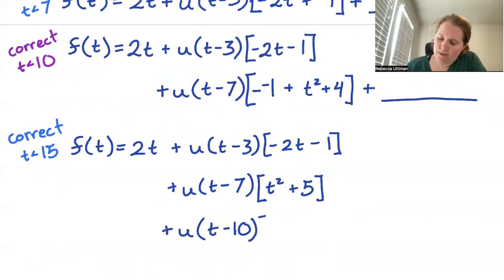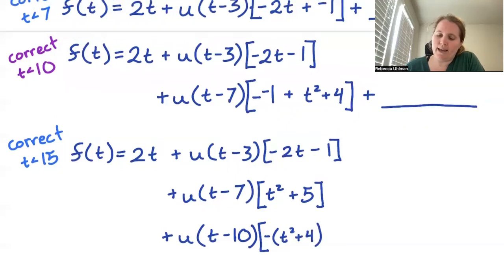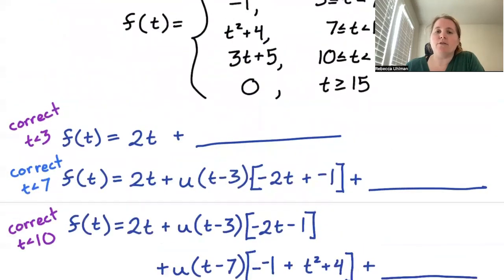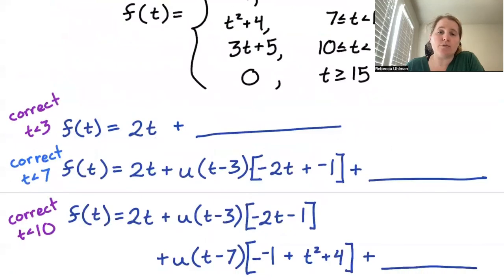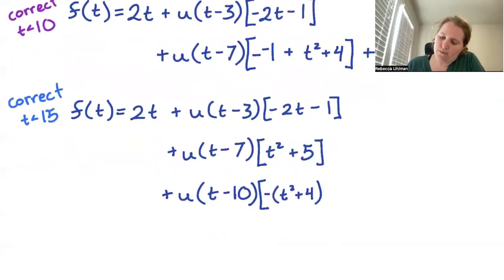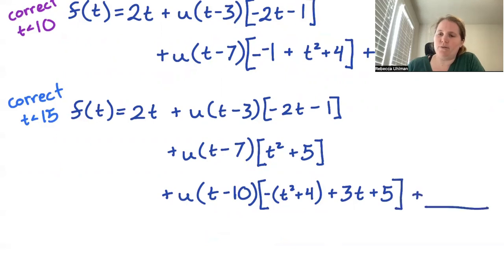And then what we would need to multiply by, our previous target was t squared plus 4. So we need to subtract that off. We'll have a negative in parentheses, t squared plus 4. Now we need to add on our new target. Our new target is 3t plus 5. So we will do negative, then parentheses, t squared plus 4, close parentheses, and then add on 3t plus 5. And then we have unknown after that.